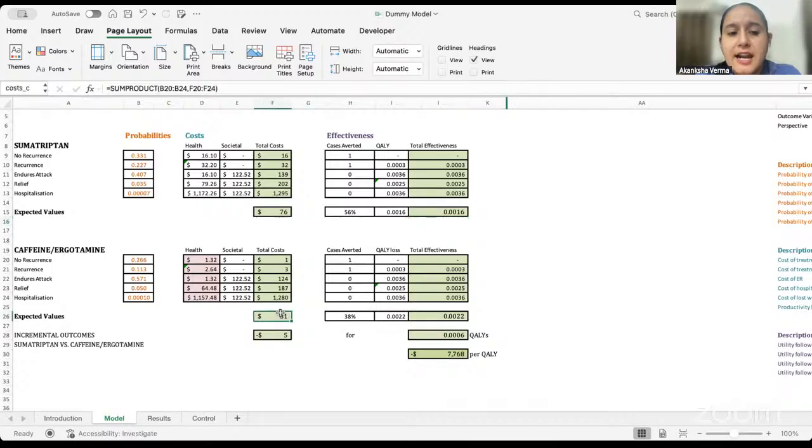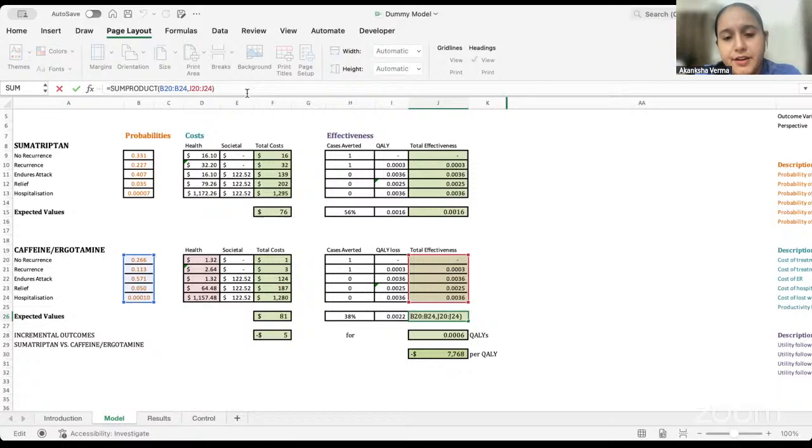Okay, now for caffeine, similarly we have done: you have health cost, you have societal cost, total cost is mentioned here, and here you have the final cost, the expected value for your caffeine, and here you have the expected value for your QALYs, basically expected QALYs for your caffeine, right?